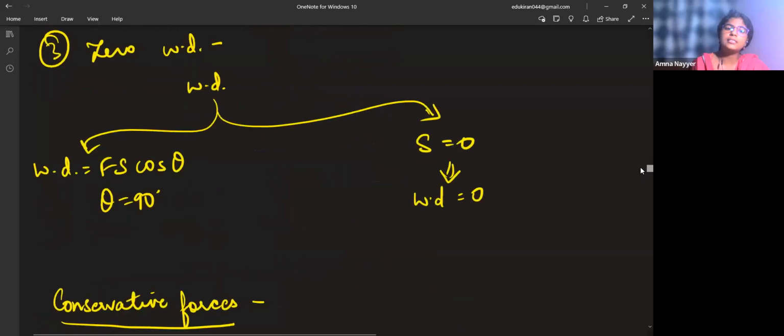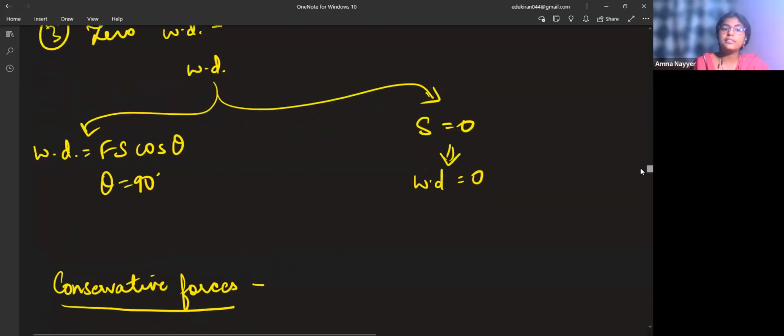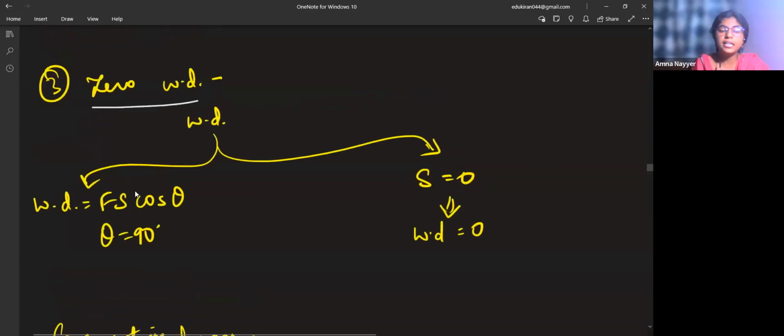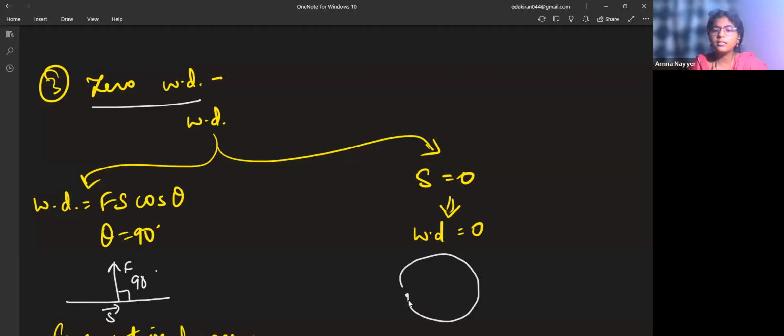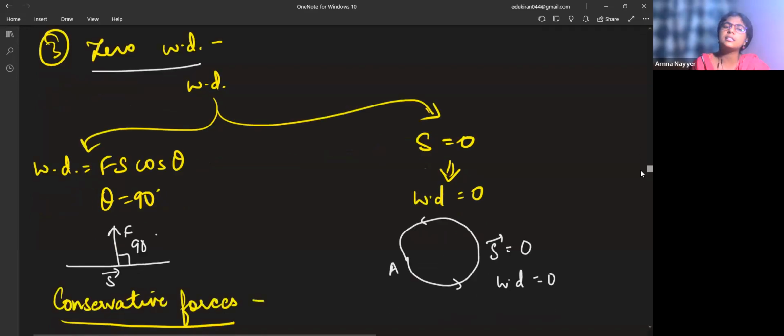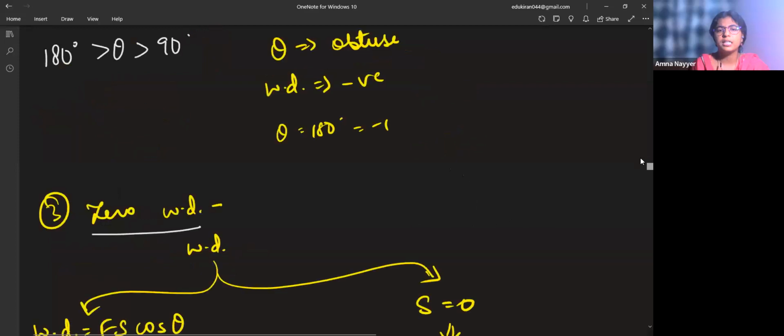So you have a third type of work done, that is zero work. If theta is exactly 90 degrees, you get zero work done. This means force is acting perpendicular to displacement. Second, when your displacement is 0. Suppose a body has started from this point and came back to this point. The displacement that occurred is 0, so work done will also come out to be 0. So these are the basic types of work done. It's just that in certain questions, these will be mentioned. No doubts?